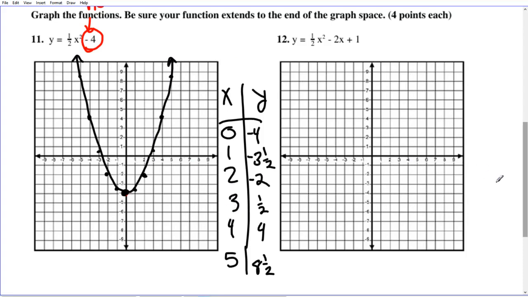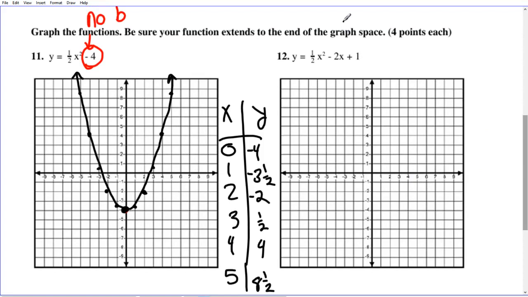Okay? Number 12. I do not want to start straight from an XY table because I don't know where the vertex is, because there is a B. Okay? Since there's a B, I have to now actually do some work. My frowny face was ugly. There you go. There's a B.